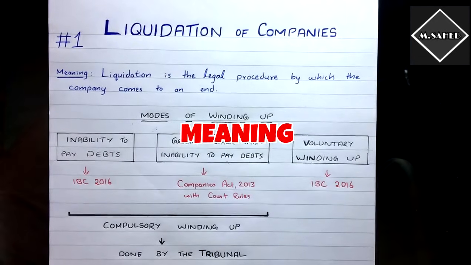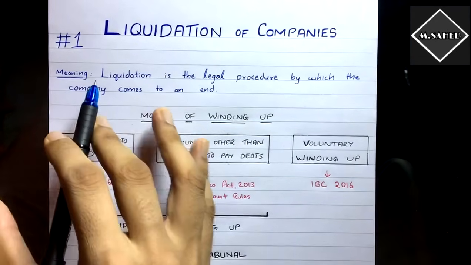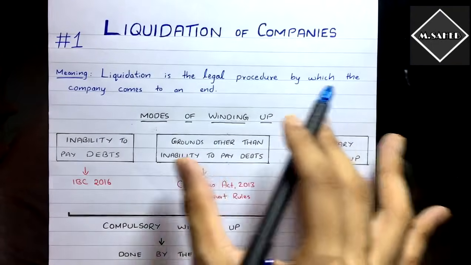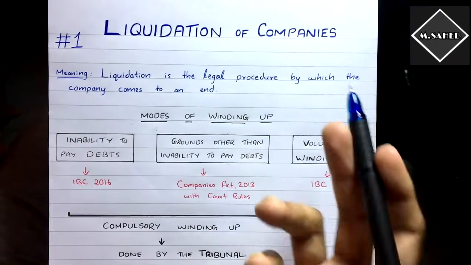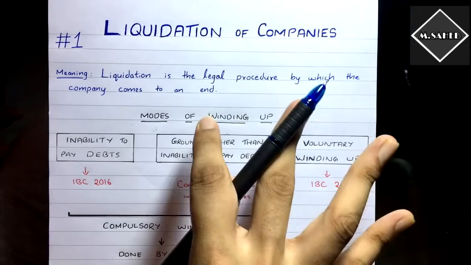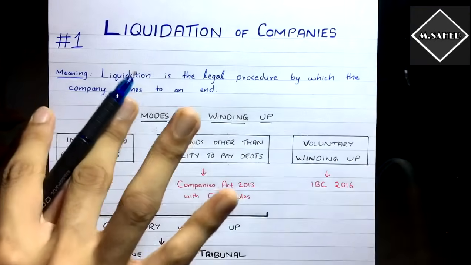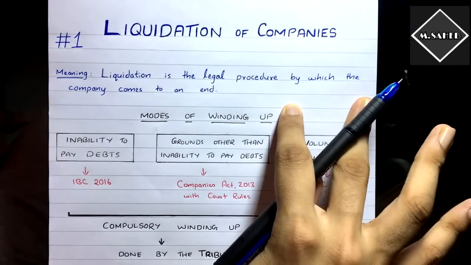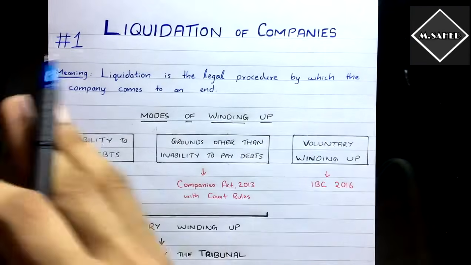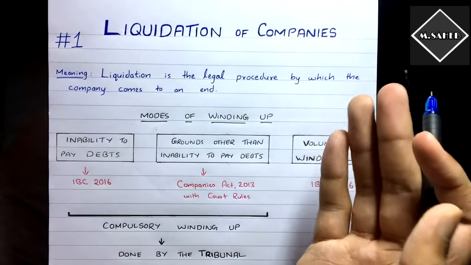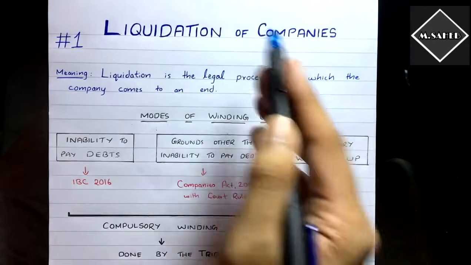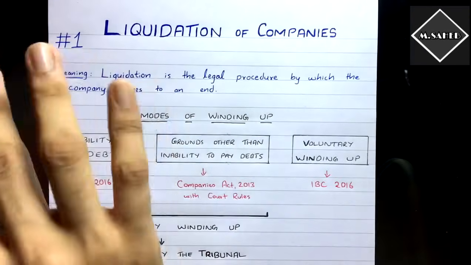Now I have written the meaning over here. See here, it's very simple. Liquidation is the legal procedure by which the company comes to an end, since the company is an artificial person created by law and ended by law. Simple as that, right? It's created by law, ended by law. So liquidation is nothing but just closing down the company, but there is a legal process for that.